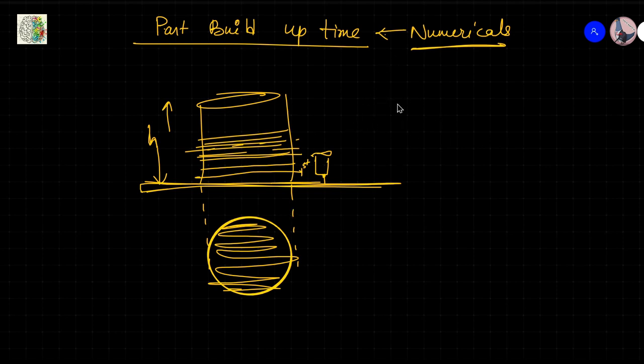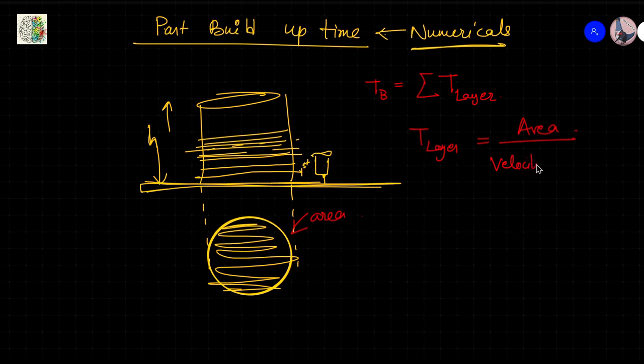So your build-up time, T build-up, is equal to the summation of time taken for each layer. And the time taken for each layer is equal to the area divided by the velocity of printing, into area, plus time delay. Now, what do I mean by this? It will be cleared slowly by a question only.